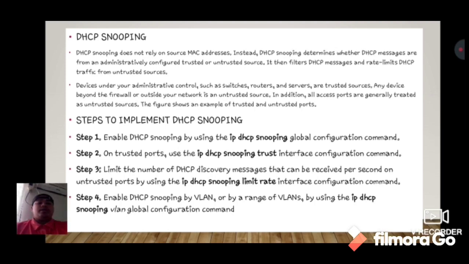Steps to implement DHCP snooping. Step 1. Enable DHCP snooping by using the ip dhcp snooping global configuration command. Step 2. On trusted ports, use the ip dhcp snooping trust interface configuration command. Step 3. Limit the number of DHCP discovery messages that can be received per second on untrusted ports by using the ip dhcp snooping limit rate interface configuration command. Step 4. Enable DHCP snooping by VLAN or by a range of VLANs by using the ip dhcp snooping vlan global configuration command.